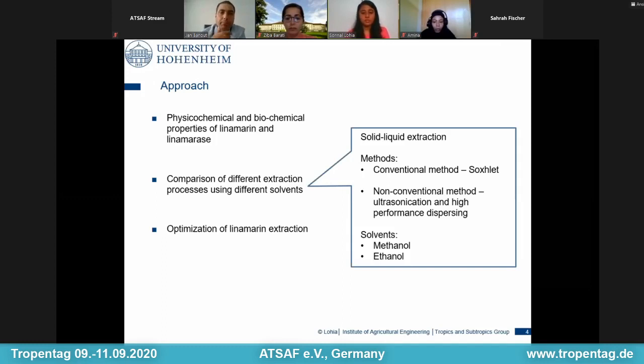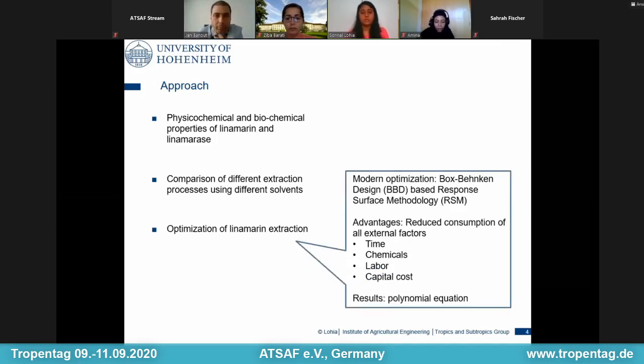Finally, the optimization of linamarin extraction was performed using Box-Behnken design, BBD-based response surface methodology. The advantages of this modern optimization technique was that it reduced the consumption of all external factors such as time, chemicals, labor, and capital cost. Also, it resulted in a polynomial equation.